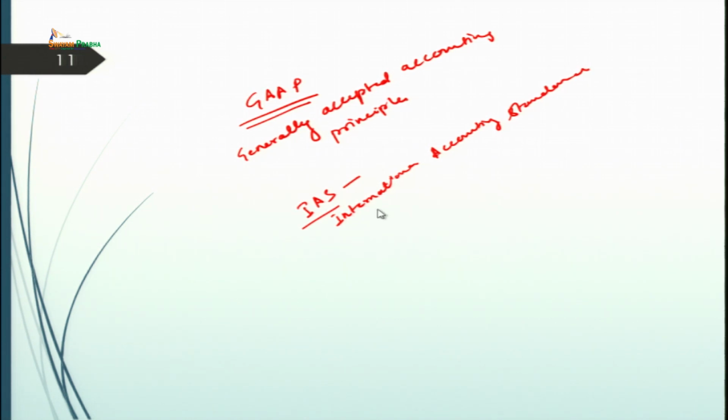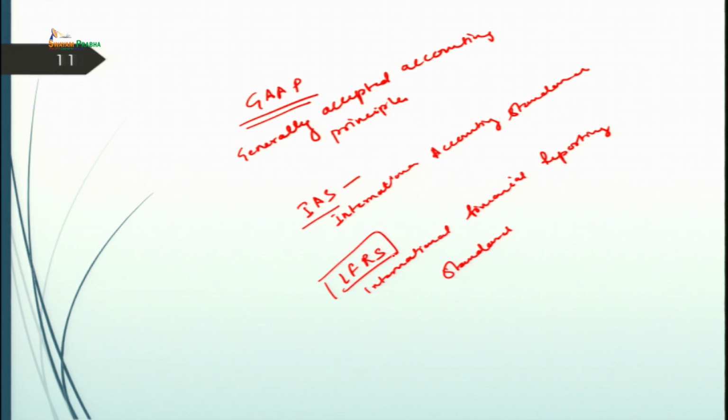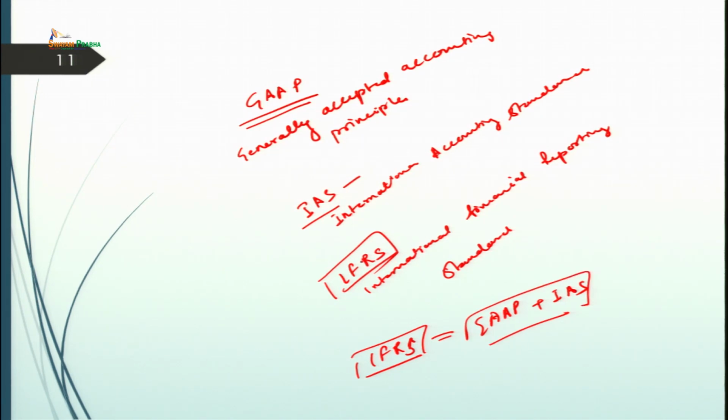International Accounting Standard, and there is another which is IFRS, which stands for International Financial Reporting Standard. IFRS actually includes both GAAP and IAS. That is, GAAP plus IAS is making IFRS.